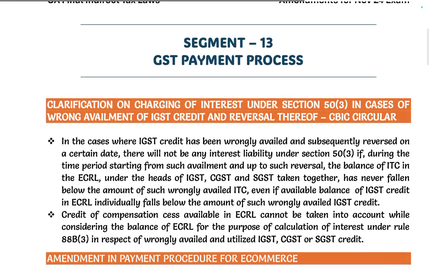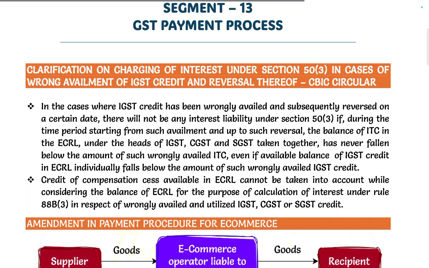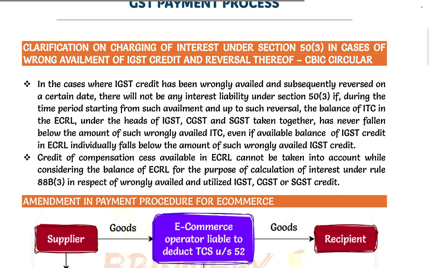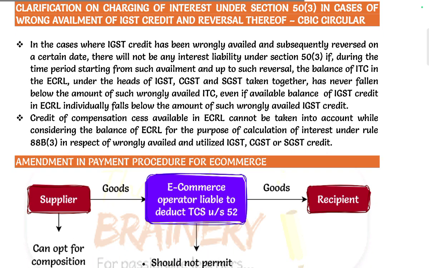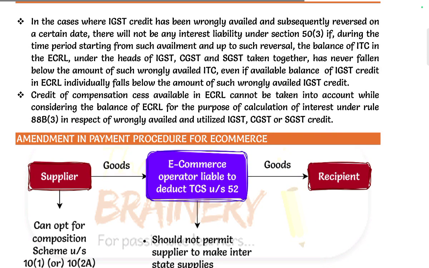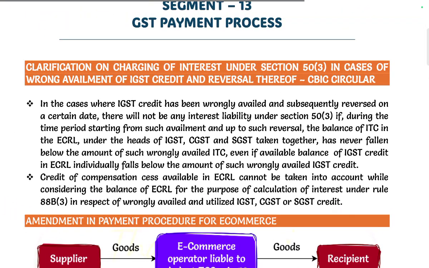GST payment process. Clarification on the charging of interest under section 50 in case of wrong availment of IGST credit and its reversal: CBIC circular says that where IGST credit has been wrongly availed and subsequently reversed, there will not be any interest liability under section 50 provided that, during the period starting from such availment up to reversal, the balance of ITC in the electronic credit ledger under the heads IGST, CGST and SGST taken together never fell below the amount of the wrongly availed IGST credit.